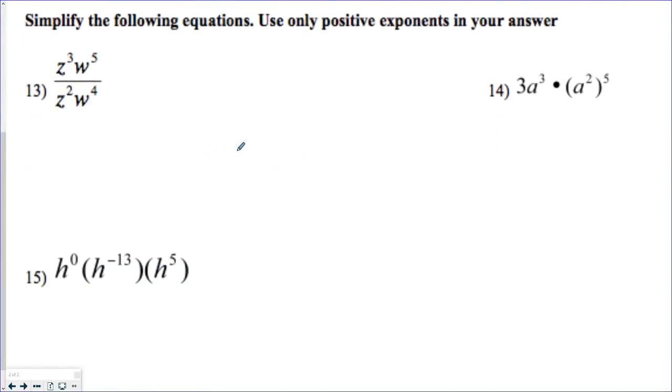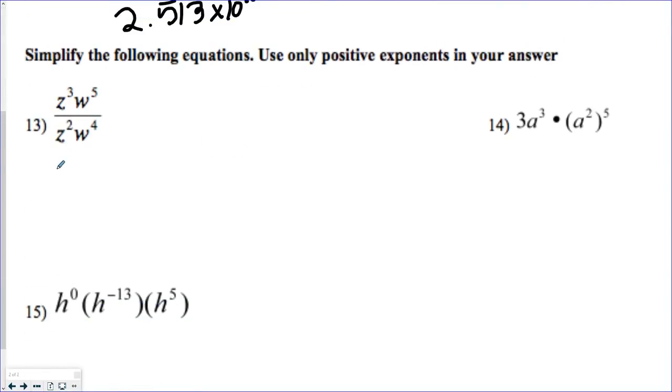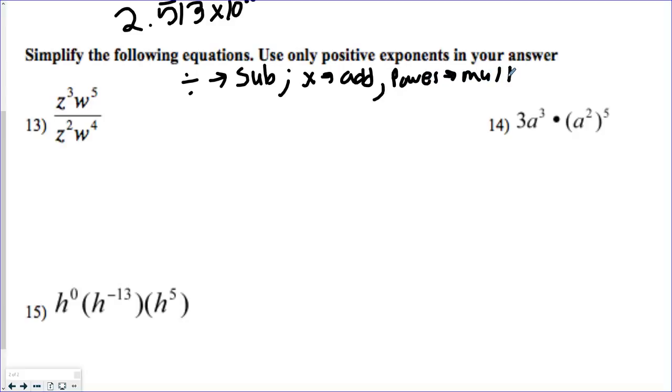The last three questions are just basic exponent rules. So there's no times 10 or anything. It's just how do you operate with exponents given different operations. And so again, the rule of thumb here is that when you divide, that means you subtract the exponents. When you multiply, that means you add the exponents. And when you take exponents to different powers, so if you take a power to a power, then you multiply the exponents. Those are the three basic rules. If you know those three rules, you can do any of these.